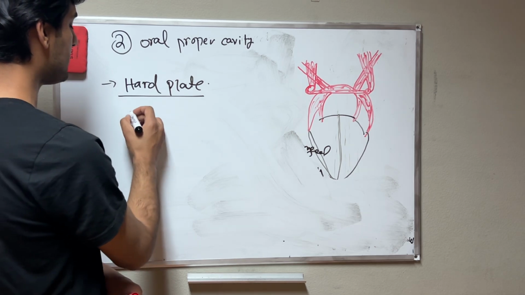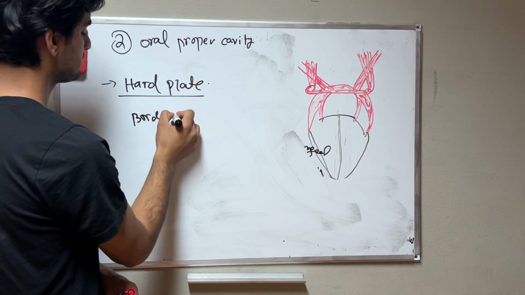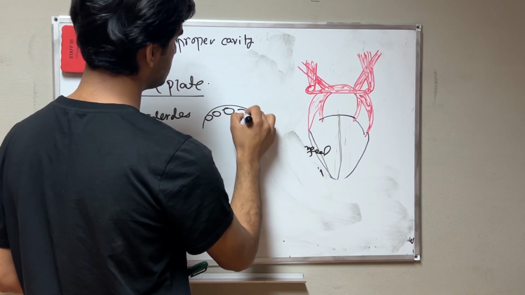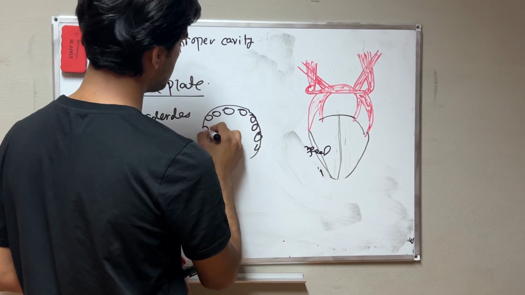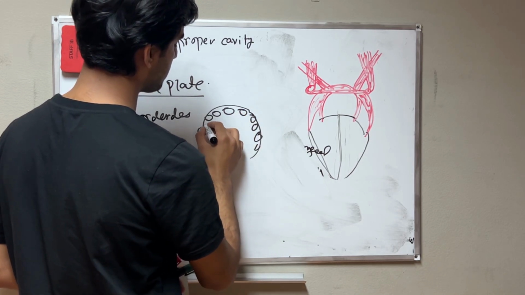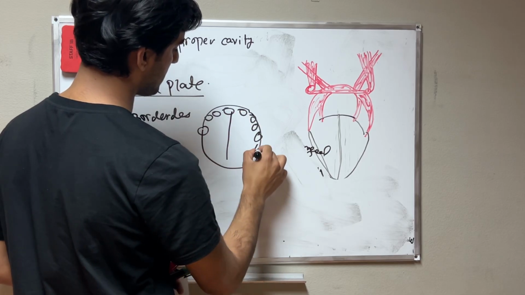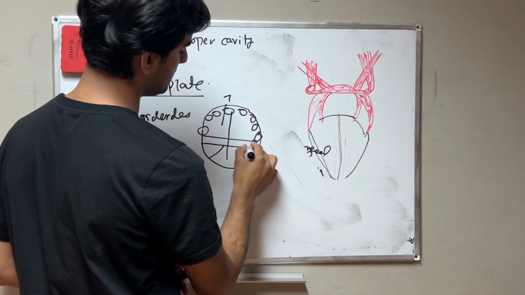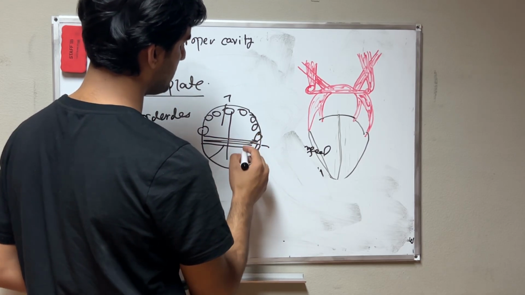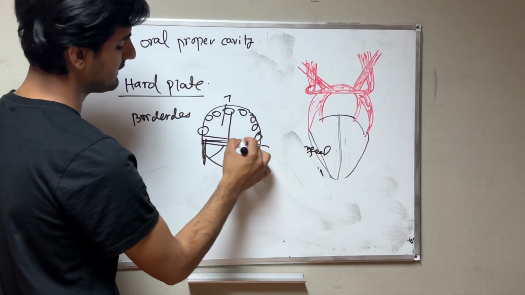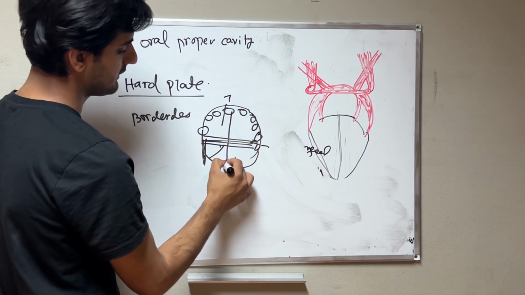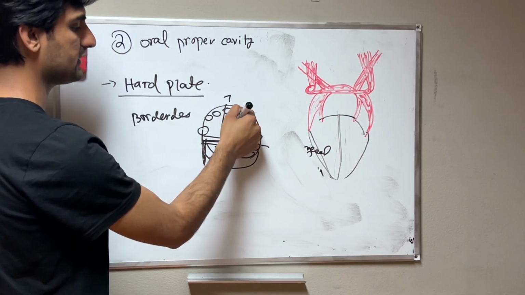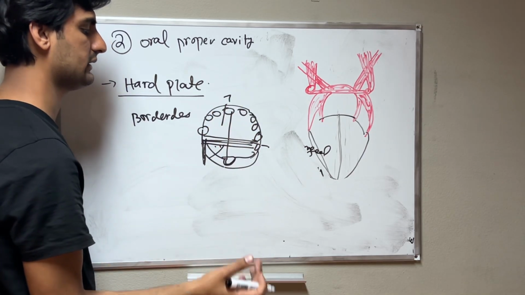If we talk about the borders of the hard plate, this is the teeth of the upper jaw. This area is the hard plate, and this is the soft plate, and here is the horizontal plate of the palatine bone. Here is the vertical plate, and this is the horizontal plate, and this is the soft plate. This is the palatine process of the maxilla bone. This is called hard plate because it is bony.